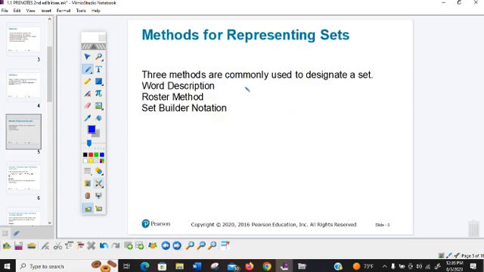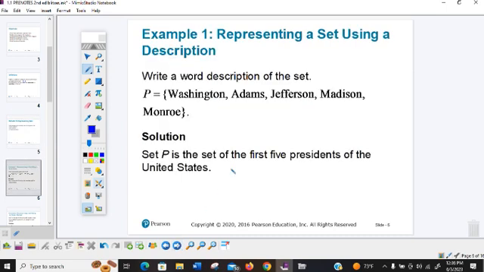Now we're going to have three methods that we're going to talk about. We use word descriptions, a roster method, and set builder notation. So let's look at word descriptions first.